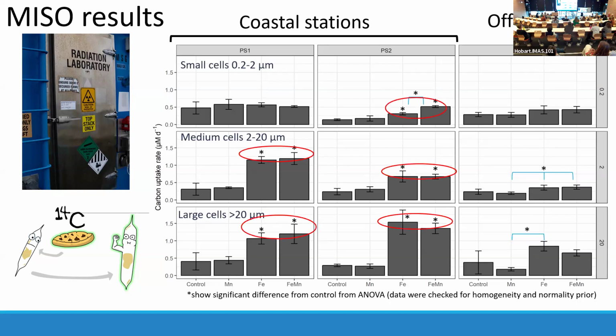And what we were able to observe with this result was that at process station 1, when we added iron, we stimulated carbon uptake in the medium and large cells, but not the small ones. At PS2, we stimulated all size classes, and we actually had a significantly different carbon uptake between the iron manganese and the iron, with higher carbon uptake under iron manganese addition. And at process station 4, we didn't have any significant difference compared to the control.